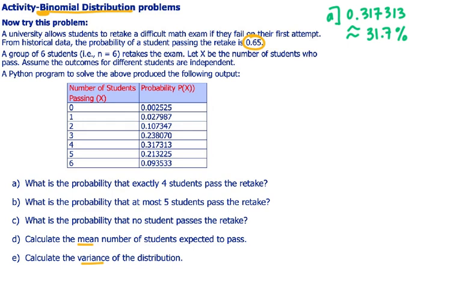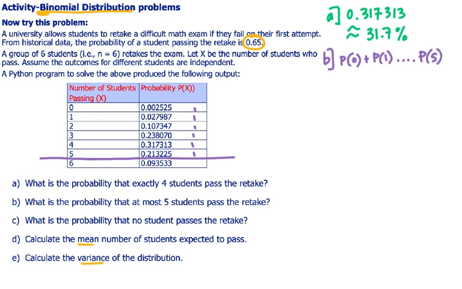When they say the probability that at most 5 students pass the retake, that means it's the probability of 0, 1, 2, 3, 4, or 5 students passing the retake. At most 5, so meaning we really don't want 6 people. That would not be success in terms of this question. So you could do the probability of 0 plus the probability of 1 all the way up to the probability of 5. You could do that.